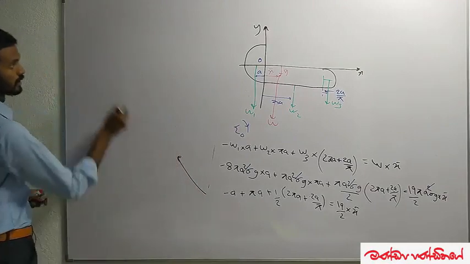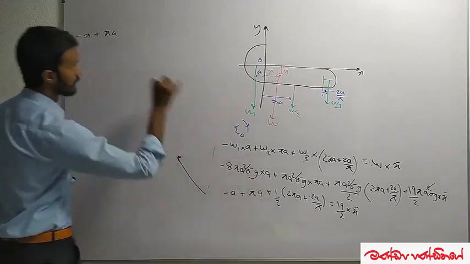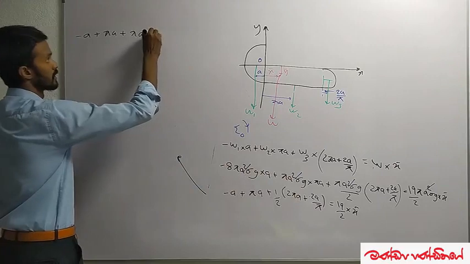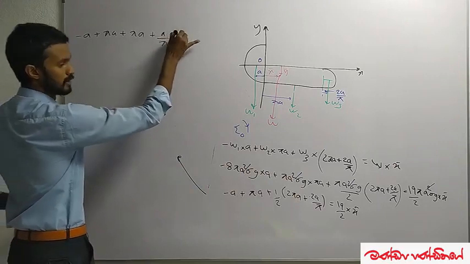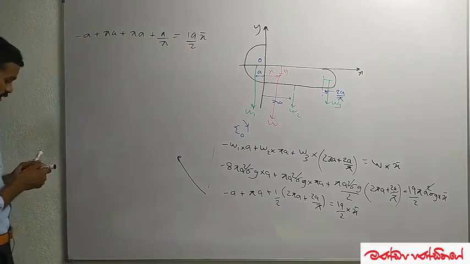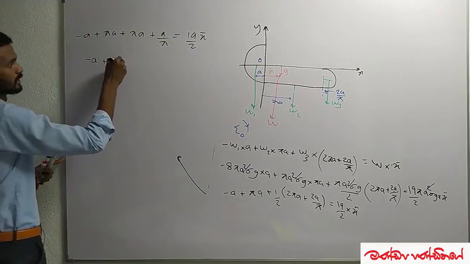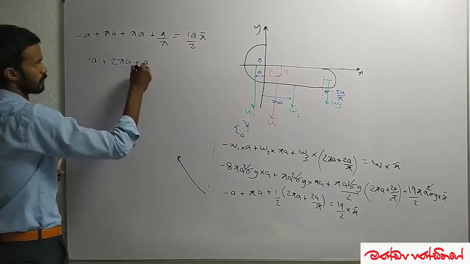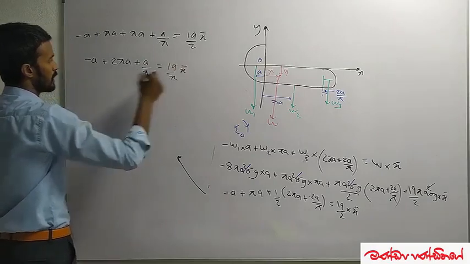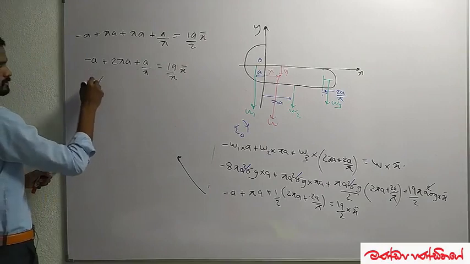When I take this one, I get minus a plus phi a, and multiply by half, I get plus phi a. Multiply by half these two cutoffs, and I get a over phi equals 19 over 2 x bar. So I get minus a plus 2 phi a plus a over phi equals 19 over 2 x bar.